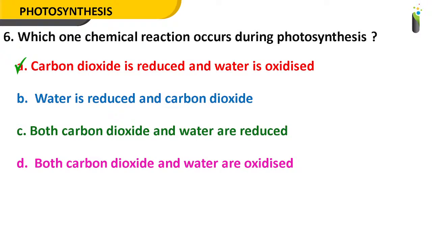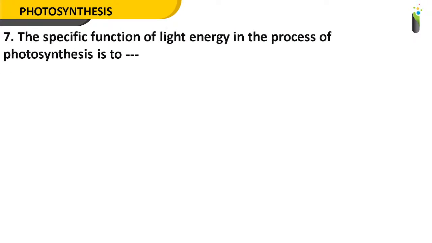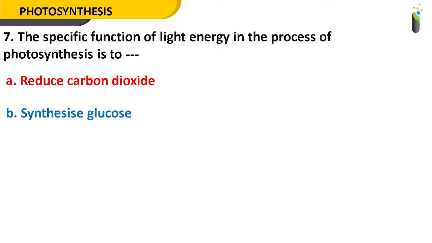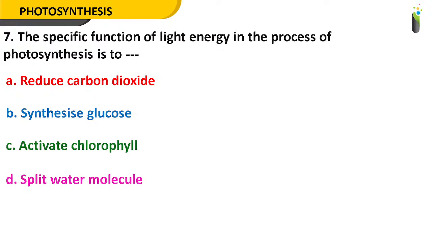Now, coming to the next question, number 7. The specific function of light energy in the process of photosynthesis is to dash. A. Reduce carbon dioxide. B. Synthesize glucose. C. Activate chlorophyll. D. Split water molecule. Which is the specific function of light energy in the process of photosynthesis?